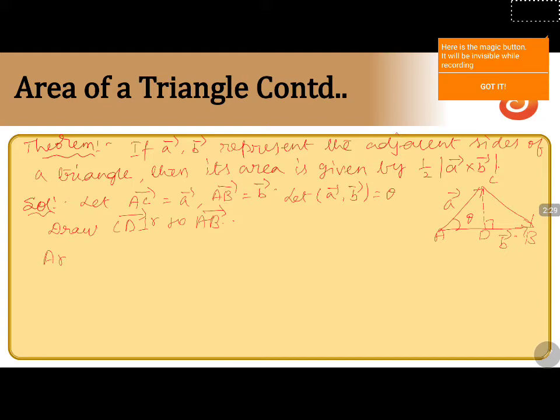Now we'll write the area of the triangle. The area of a triangle is equal to half into base into height, that is half into AB into CD. We'll write it as b and a, because AB is denoted by b while CD is denoted by a. But CD, if you want to get it, we will write it as half into magnitude of b into magnitude of a into sine theta.